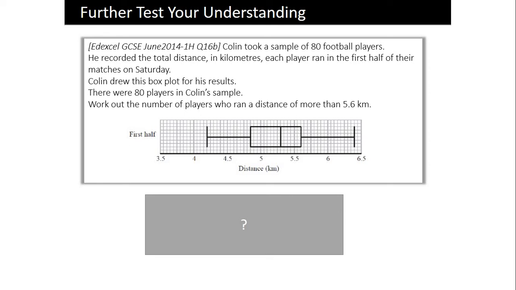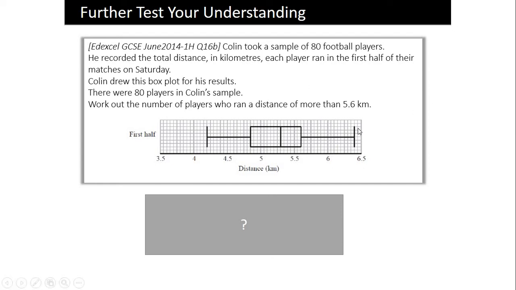So have a look to further test our understanding. This is a past Edexcel GCSE question. Colin took a sample of 80 football players. He recorded the total distance in kilometres each player ran in the first half of their matches on Saturday. Colin drew this box plot for his results. There were 80 players in Colin's sample. Work out the number of players who ran a distance of more than 5.6 kilometres. You could pause the video and have a go.